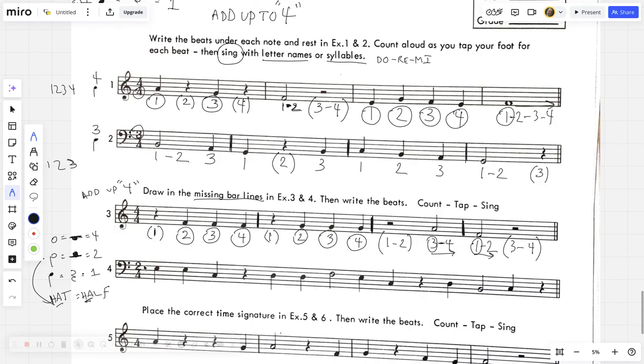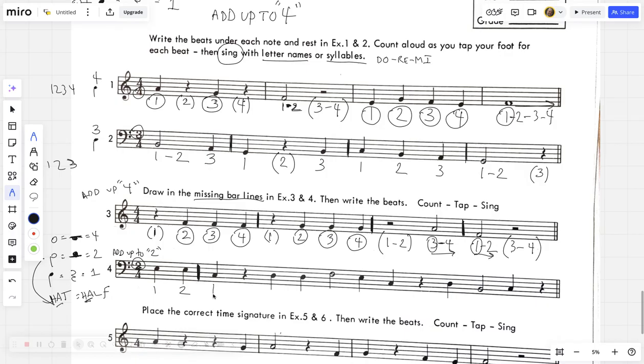Number 4. Notice now the count. How many beats in each measure now? 2, right? So we're adding up to 2. So what do we have? Quarter note, 1. Quarter note, 2. Bar line. You don't have to make your bar lines that bold. I'm just doing it so you see it.